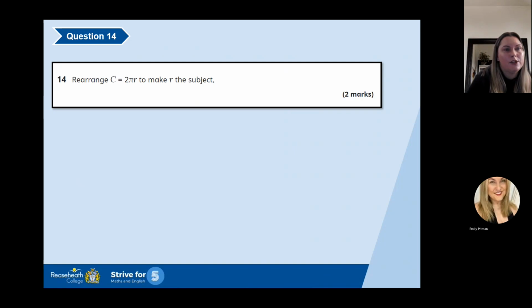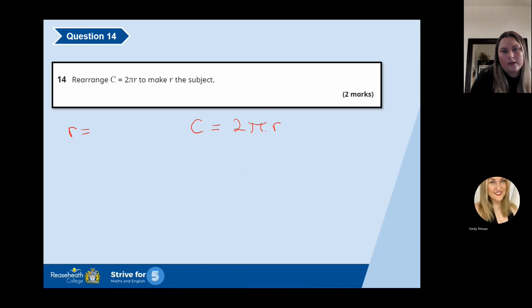Okay, rearrange C equals 2 pi r to make r the subject. So we want this to be r equals something. So let's write this out. C equals 2 pi r. I'm rubbish at drawing pi for some reason. So I want the r on its own.